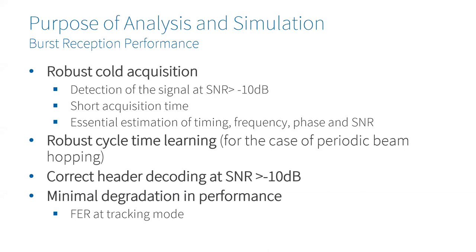This includes the acquisition mode, namely detecting the signal and estimating its time, frequency, phase, and SNR. And afterwards, the tracking mode includes the decoding of the headers and the data itself. In case of periodic beam hopping, it might also be necessary to learn the cycle time, the time it takes from one illumination to the next. And this also had to be simulated.